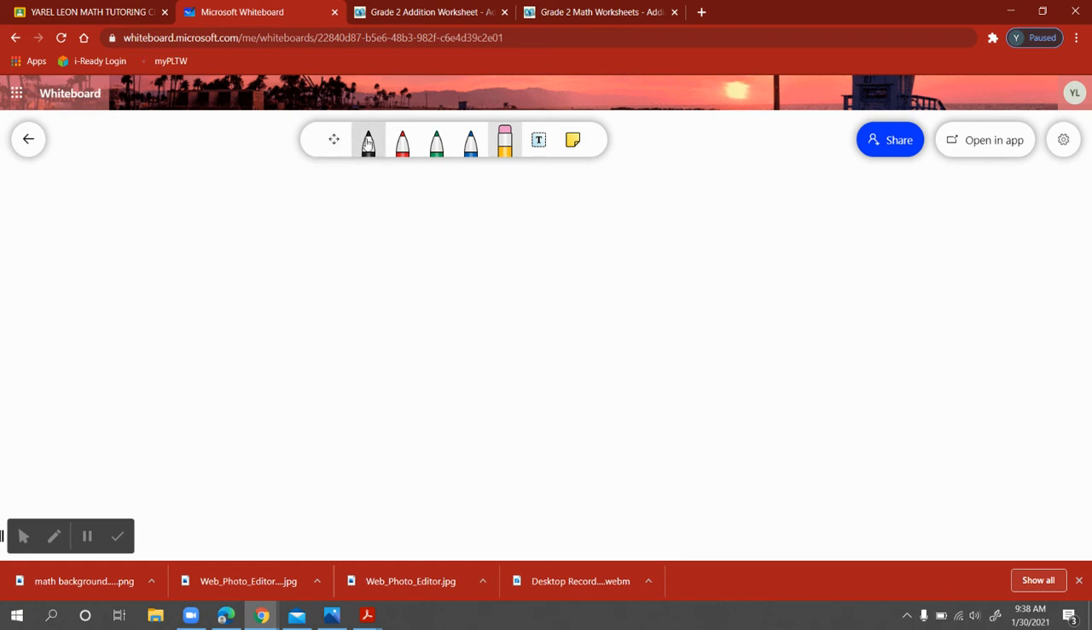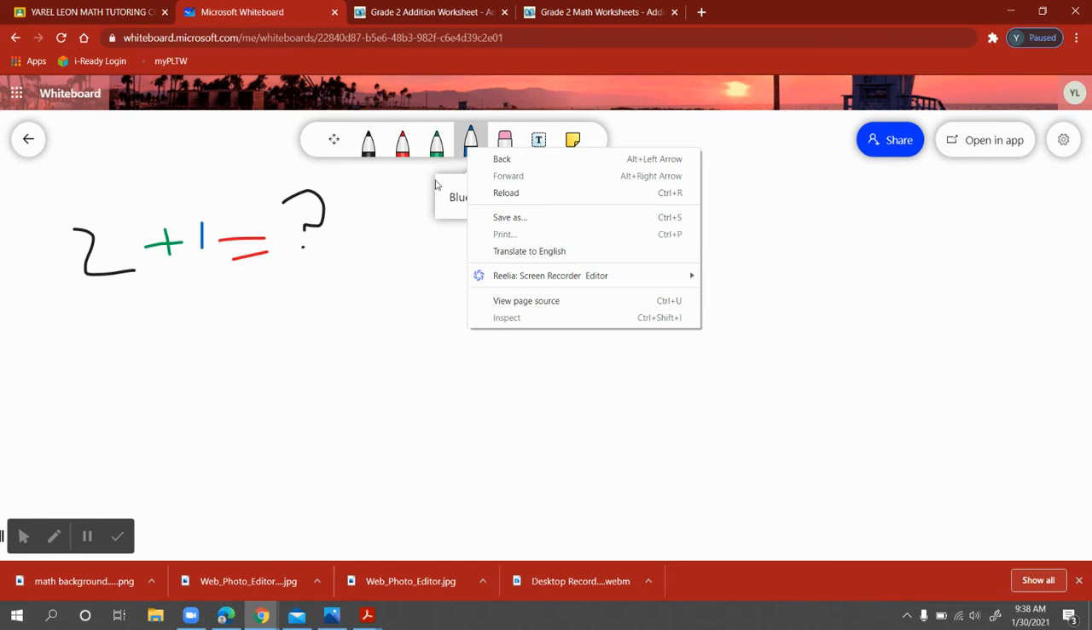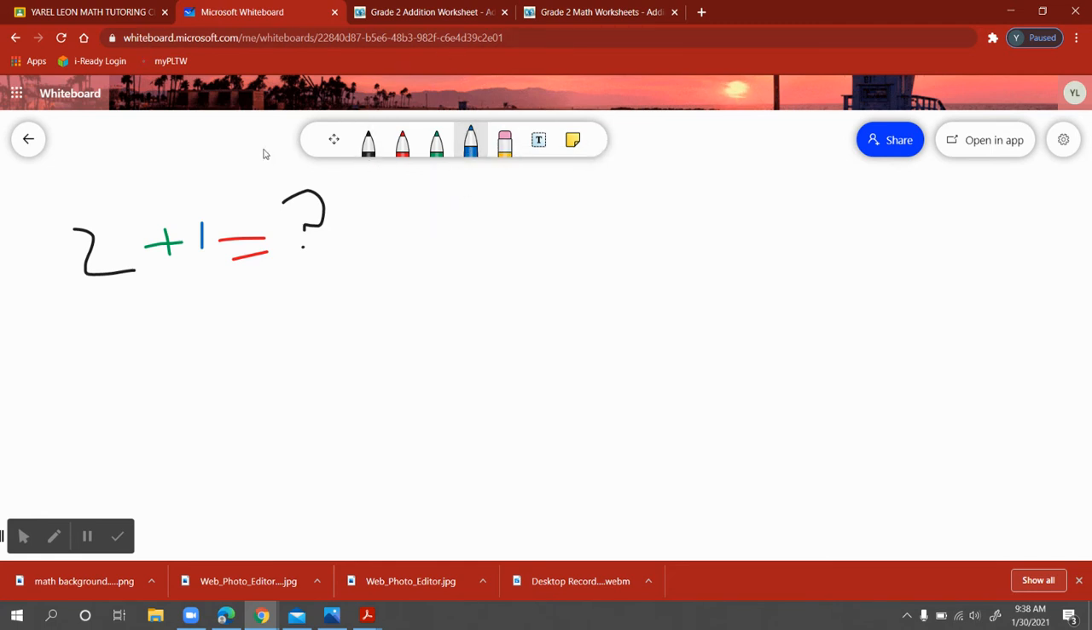So let's continue. So 2 plus 1 equals. Can we get another color? Let's see. There we can. But good try. Now, can anyone tell me what 2 plus 1 is? If you said 3, you are very correct.